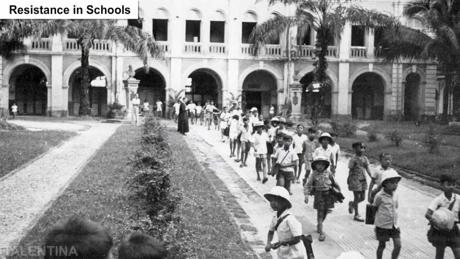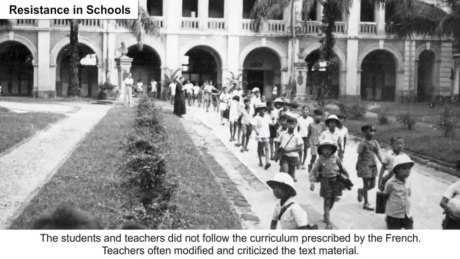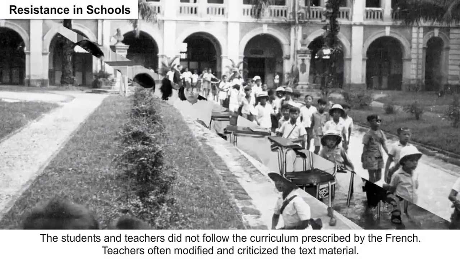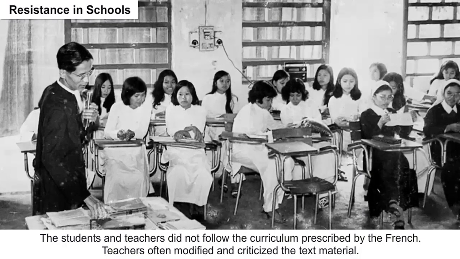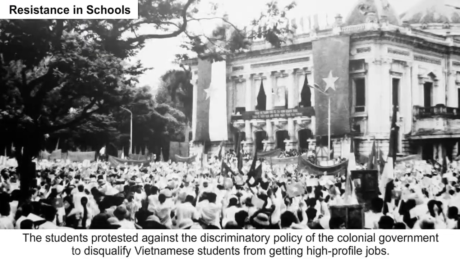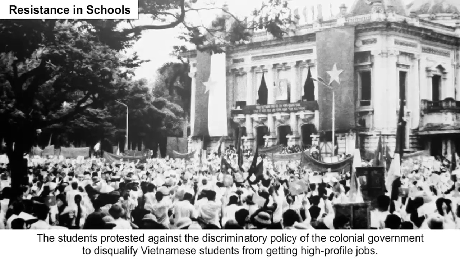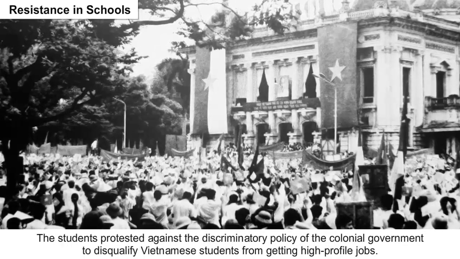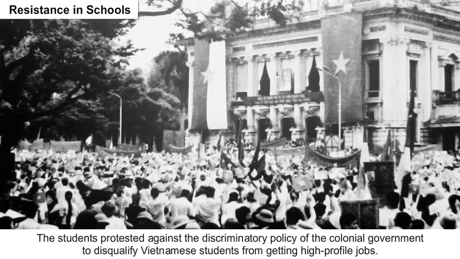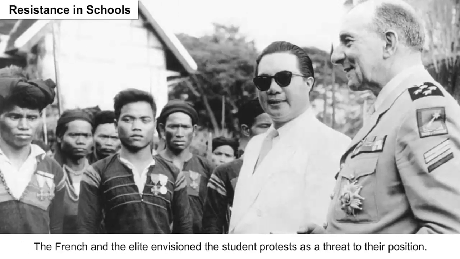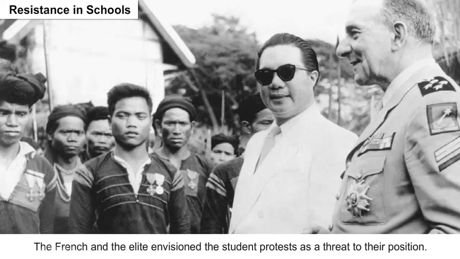Resistance in schools. The students and teachers did not follow the curriculum prescribed by the French. Teachers often modified and criticized the text material. The students protested against the discriminatory policy of the colonial government to disqualify Vietnamese students from getting high-profile jobs. The French and the elite envisioned the student protest as a threat to their position.